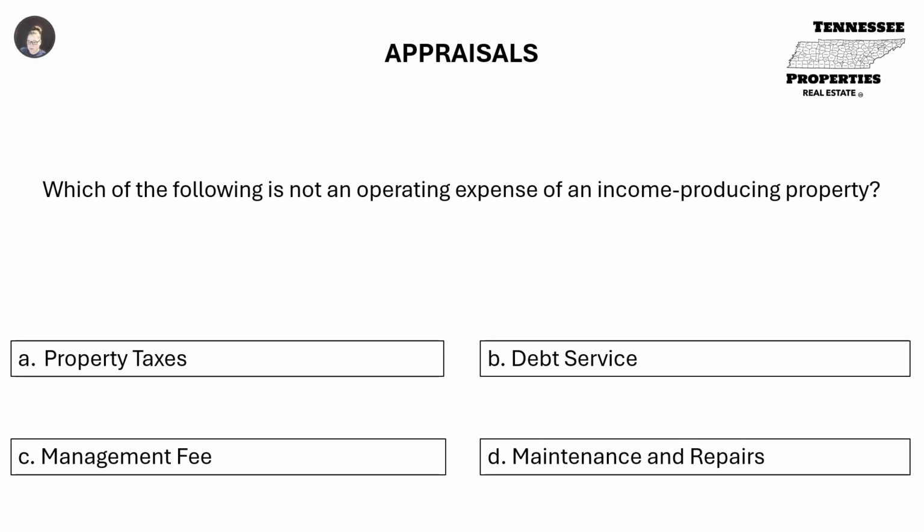Which of the following is not an operating expense of an income-producing property? A. Property tax, B. Debt service, C. Management fee, or D. Maintenance and repairs. B. Debt service.